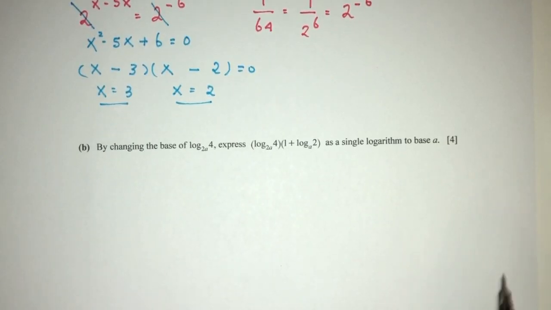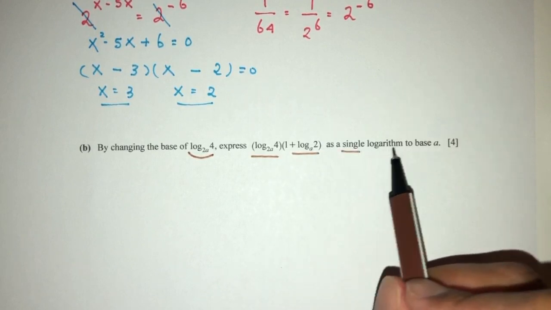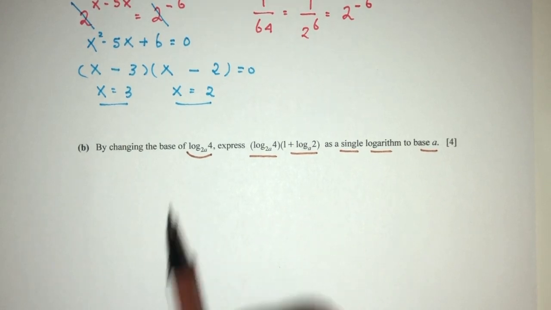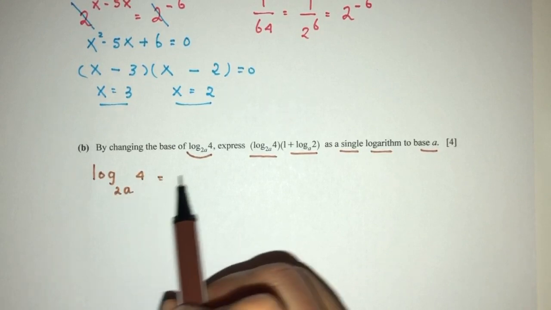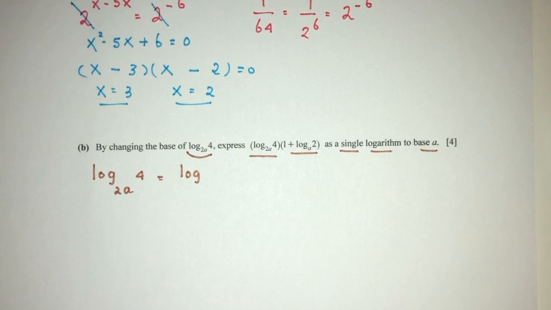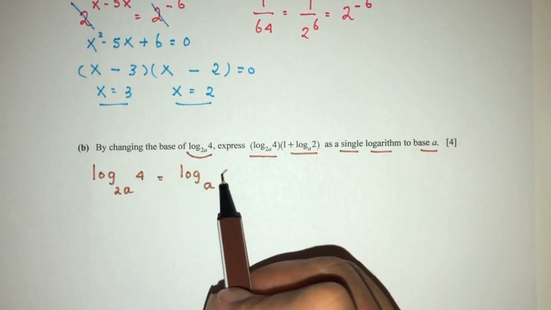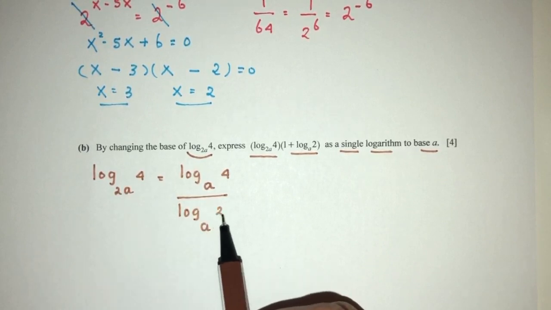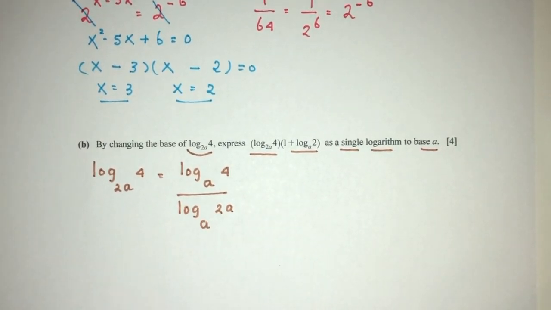Now for part 2, by changing the base of this, express this as a single log to base a. So we have to basically make everything become base a. So pretty easy. This is just the law of logarithms we have to know to solve this question. So we have to change to a base of a. Here we have 4, there will be 4 here. Here we have log base a, and here we have 2a. Okay, so now we have this. Let's see what we can do to simplify this one.